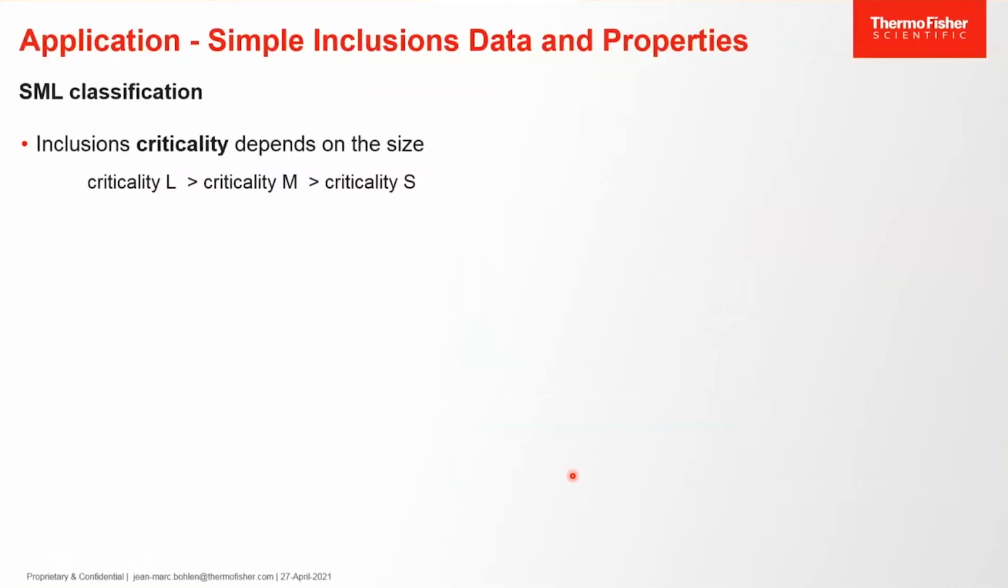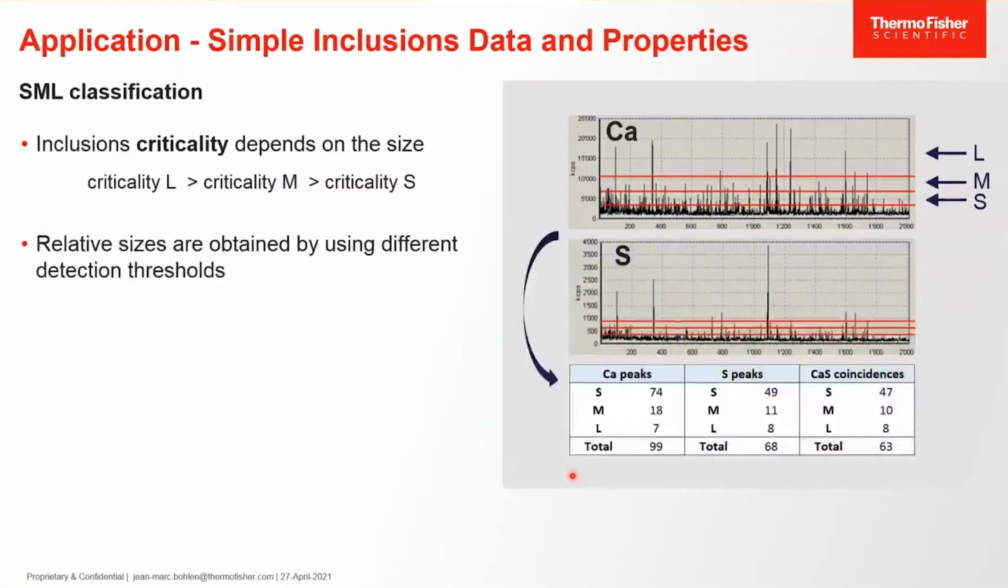Inclusion criticality depends on the size. So not only the number of inclusions is important, but also their size. Normally, large inclusions are more critical than medium ones, which are more critical than the small ones. So here you see how we do that.